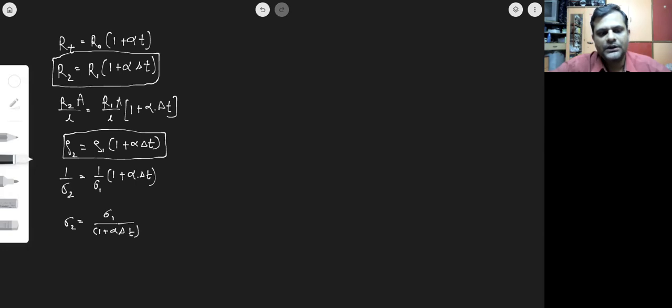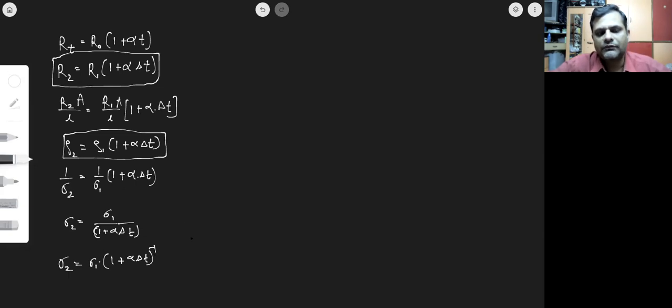Okay, this will be the expression for alpha sigma 2, that is the conductivity at high temperature, if we know the conductivity at low temperature in this case. And we can even express it in this way: sigma 1 into 1 plus alpha into delta T, the whole raised to minus 1.